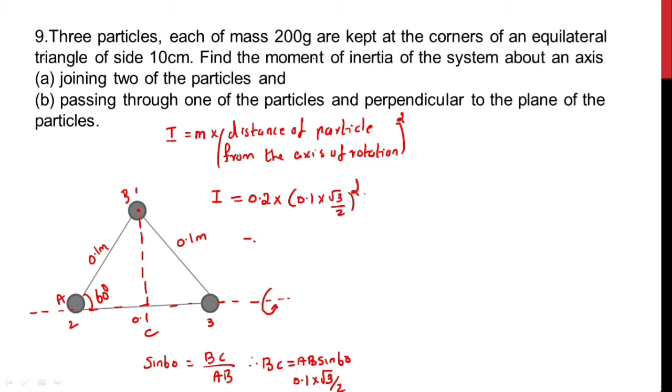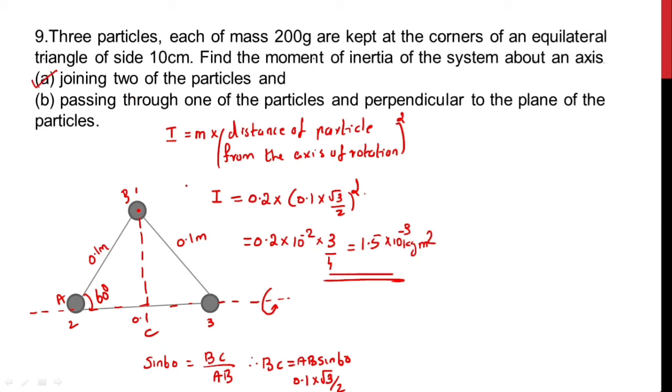So the answer becomes 0.2 into 0.1 the whole square, that is equal to 10 to the power minus 2 into root 3 whole square, which is 3, divided by 2 square, which is 4. So what is the final answer? The final answer you can calculate here: 1.5 into 10 to the power minus 3 kilogram meter square. So this is the first part of the question.